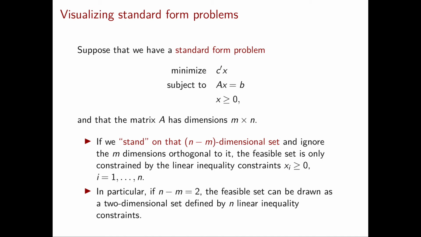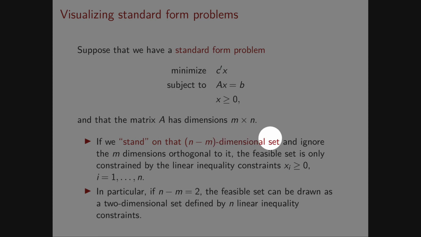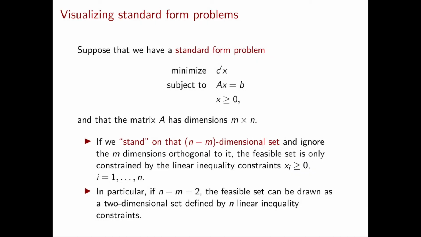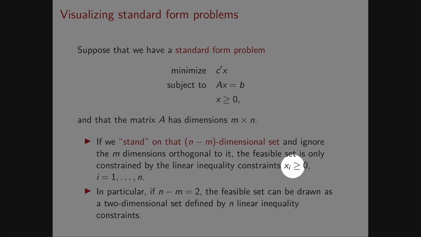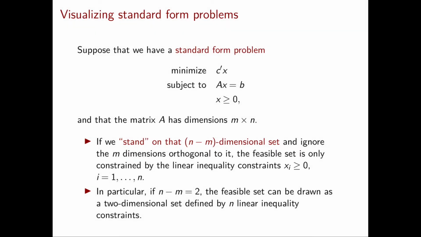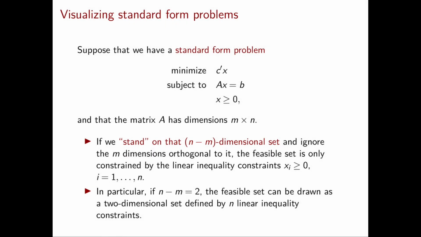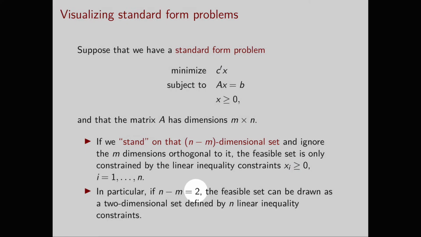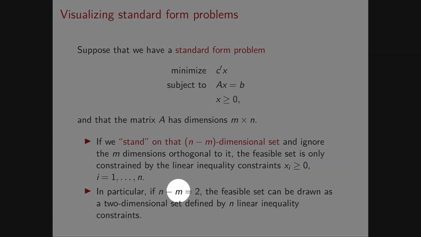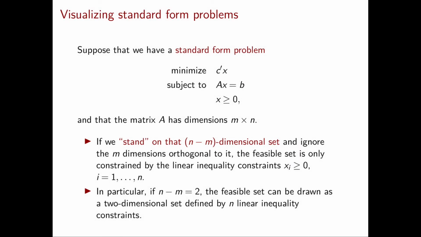The idea then is that we don't need to visualize anything that doesn't lie in that n minus m dimensional space. And in our n minus m dimensional set, we are only constrained by the remaining constraints defining the feasible region, which are only the non-negative inequalities. The number of these non-negative inequalities is exactly n. So, for example, if n minus m equals 2, then we can draw our feasible set as a two-dimensional set defined by n linear inequality constraints.